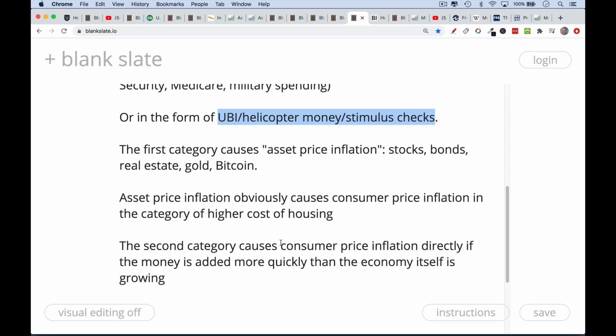It's not really going through Wall Street. And it will cause inflation if the money is being added more quickly, or if the money supply is growing more quickly than the economy itself is growing. Obviously, right now, the economy is fairly stagnant, and so we are at a risk of inflation.